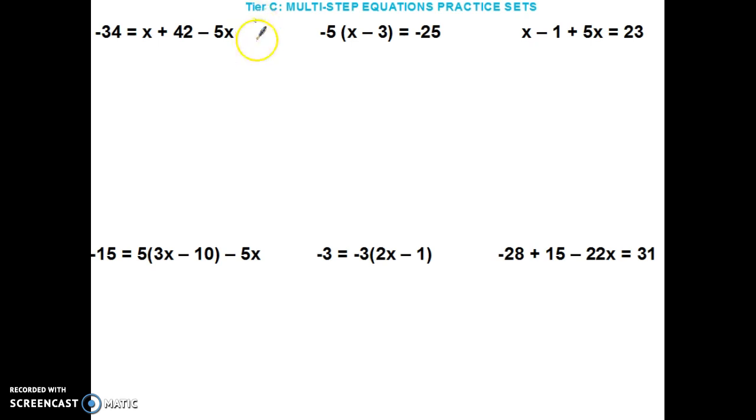Today, we're doing multi-step equations. We know two-step equations. So today, the equations will cause us to do more than two steps, and we have to know our properties in order to solve them. Okay, so let's get at it.